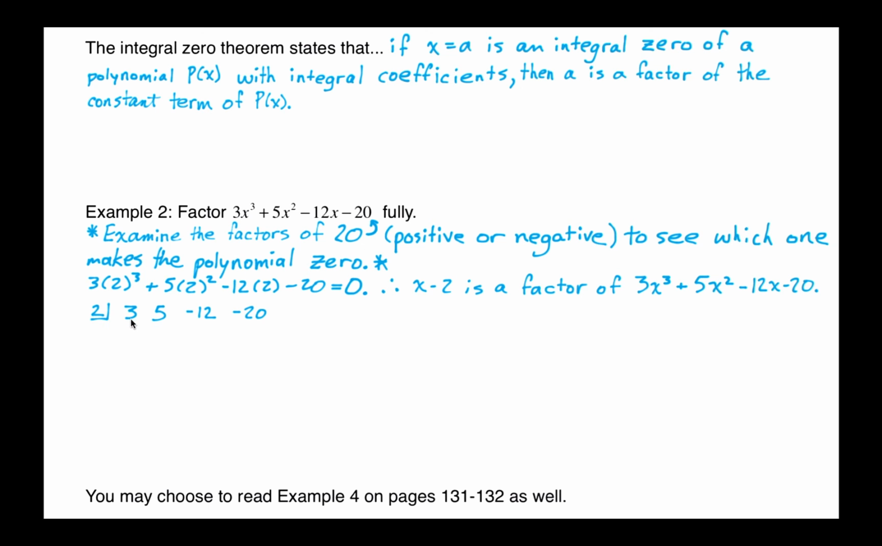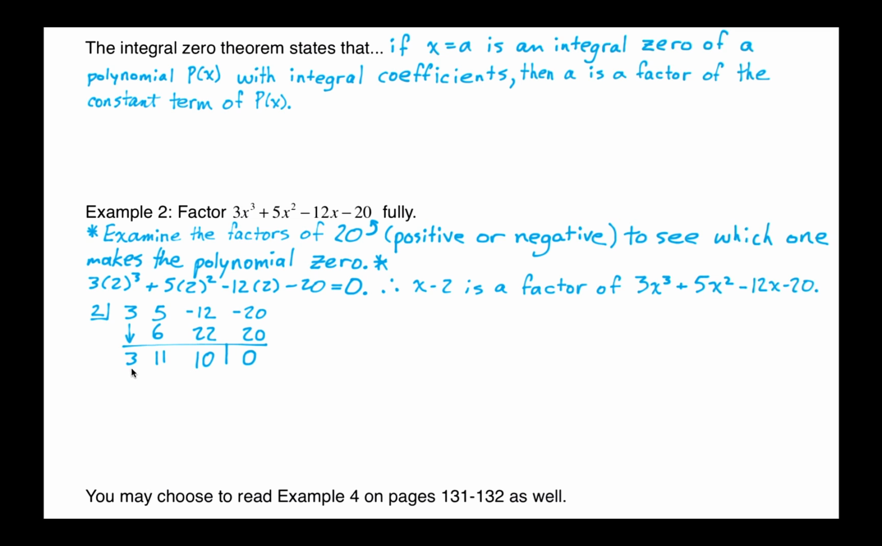And the coefficients of the cubic, 3x cubed plus 5x squared minus 12x minus 20. Now I leave room for the quotient and the remainder. We copy down the 3. We multiply by 2. We add 5, multiply by 2, add -12, multiply by 2, add -20, and we get a remainder of 0. Good, this is what we were hoping for. Verifies what we saw here. Remainder of 0, x minus 2 is a factor.